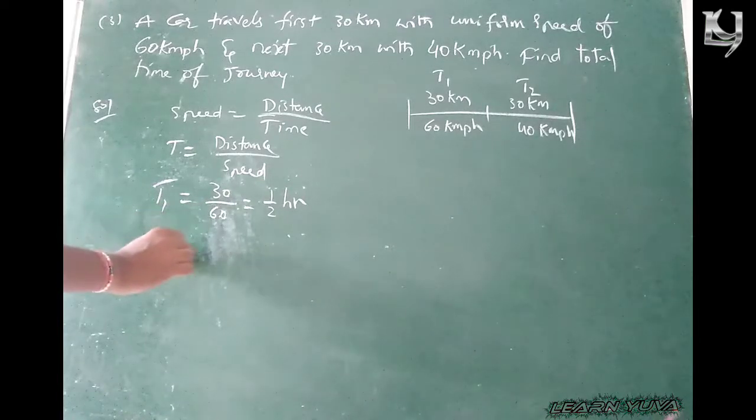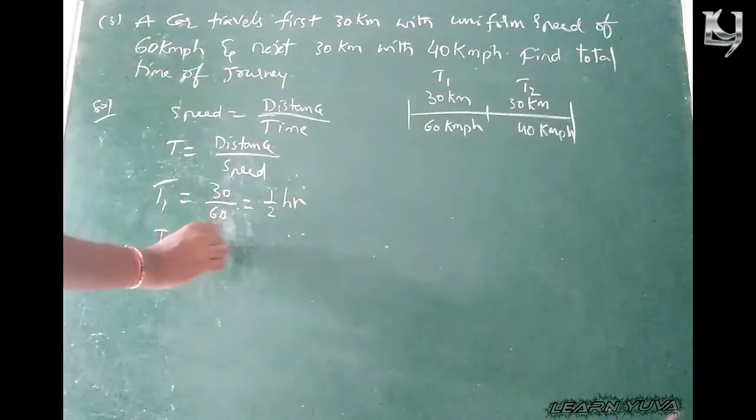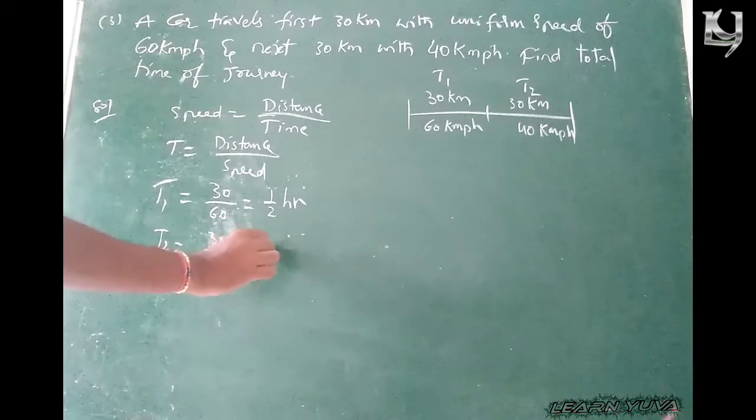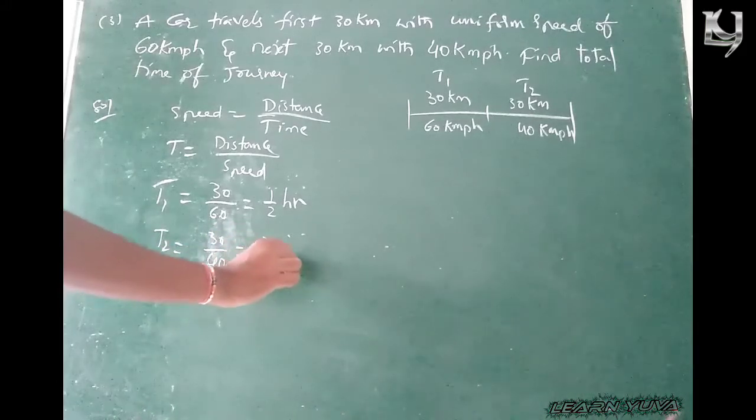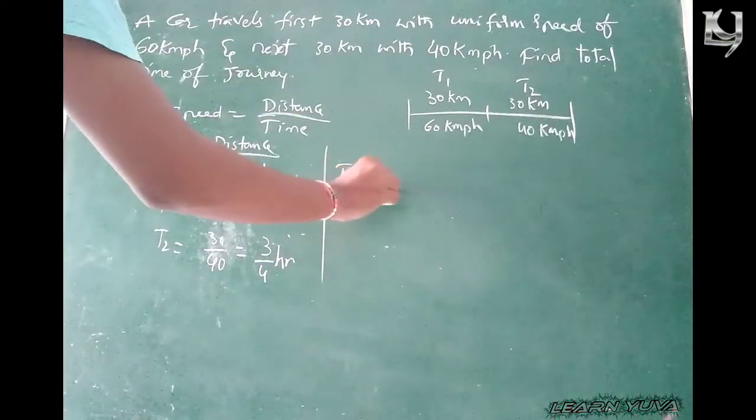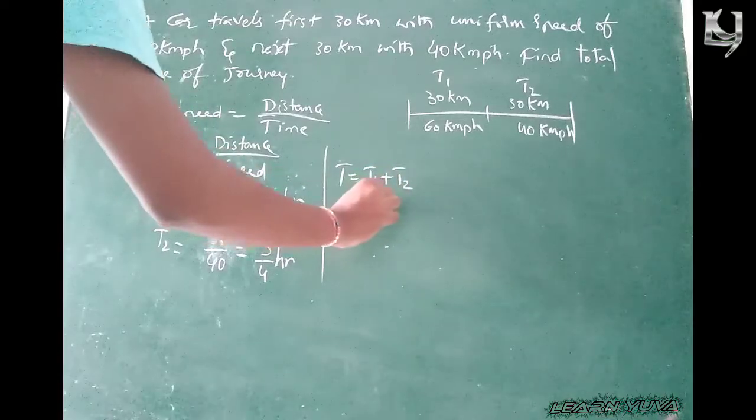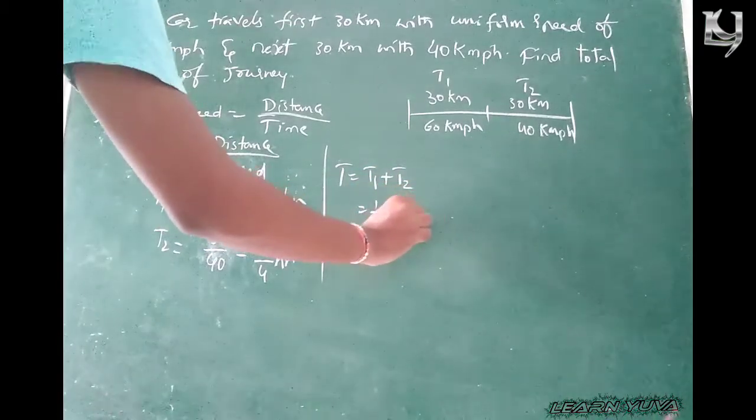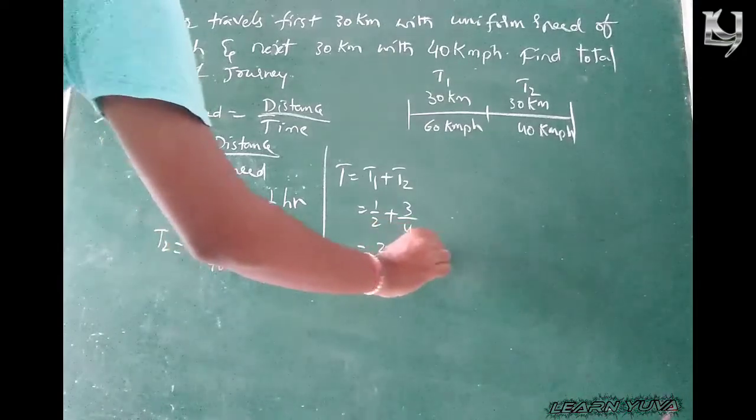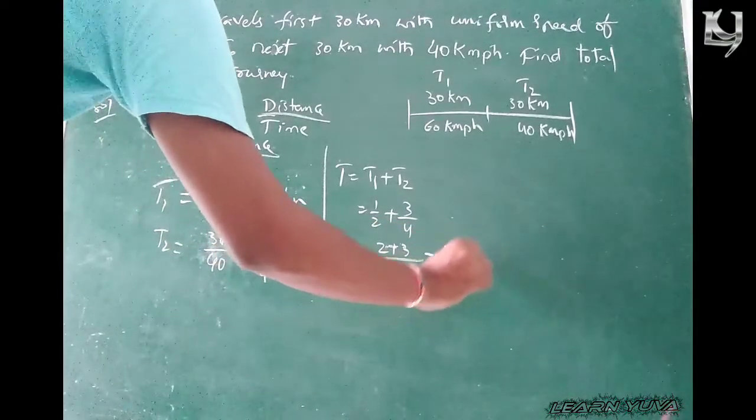T2 is equal to 30 by 40, that is equal to 3 by 4 hours. So we need the total time. Total time T is equal to T1 plus T2. T1 is 1 by 2 plus T2 is 3 by 4. LCM is 4. 2 plus 3, that is equal to 5 by 4 hours.